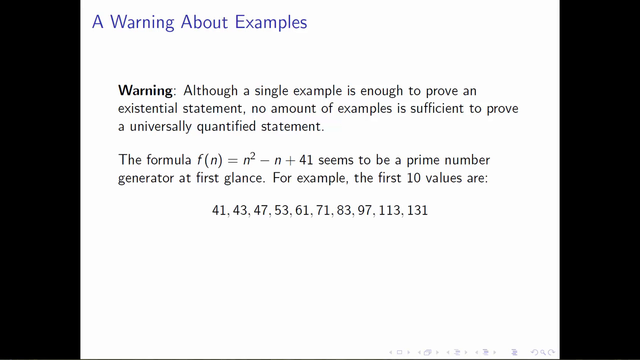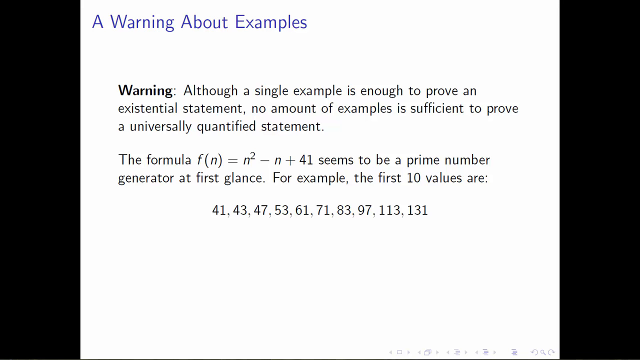Another great mathematician who figured something out along these lines was Euler, a phenomenal mathematician, and he gave this formula, f of n, which is n squared minus n plus 41. And he said, this is a function that seems to be a prime number generator. That is, if you start plugging in values for n, 0, 1, 2, 3, 4, 5, 6, etc., you get 41, 43, 47, 53, 61, 71.